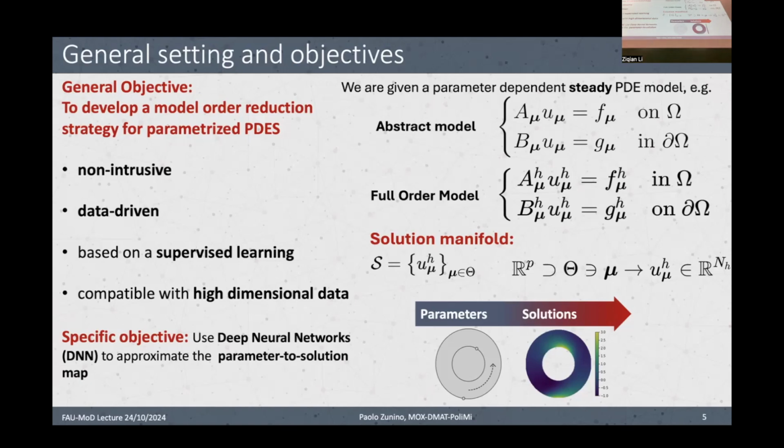And then we also assume that we have a reliable full order model, so a very accurate discretization that we can use to collect the data that will be the source for this reduced order model. And so in essence, what we are about to do is to approximate somehow the solution manifold with a neural net. The solution manifold is a manifold that is described at the discrete level by sampling the parameter space and collecting different solutions.